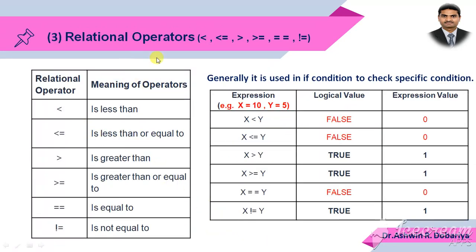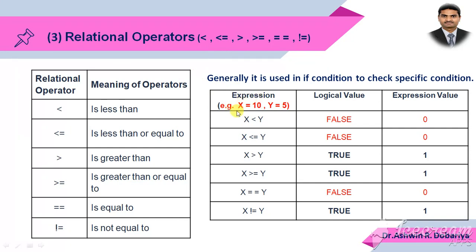Then the relational operators. The name itself suggests a relation, and relational operators are binary operators. Binary means which require two operands. So here are less than or equal to, greater than or equal to, and not equal to, equal to. These operators are generally used in an if condition. Another thing is it requires two operands to perform these operations, and this expression is also known as the condition expression.